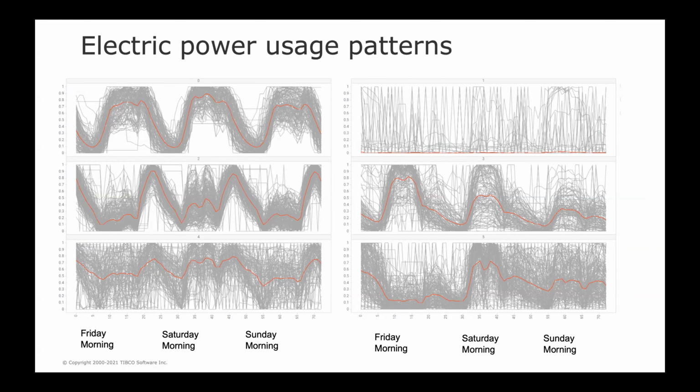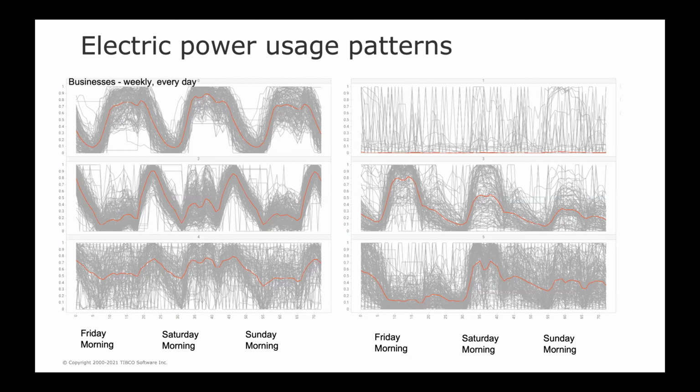Here's another one that I put out there for folks to see if they can guess what these patterns are. This is data from a presentation that one of the data science team gave at TIBCO Now, and this is electric power usage patterns from Friday morning on the left-hand side, through to Sunday evening on the right-hand side. So see if you can guess what these patterns are, where you've got, in this case, high usage during the daytime on Friday, during the daytime Saturday, a little bit less on Sunday, and then these other patterns.